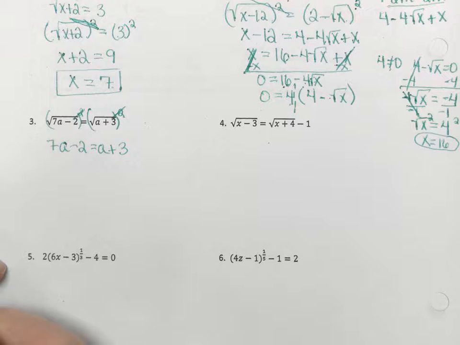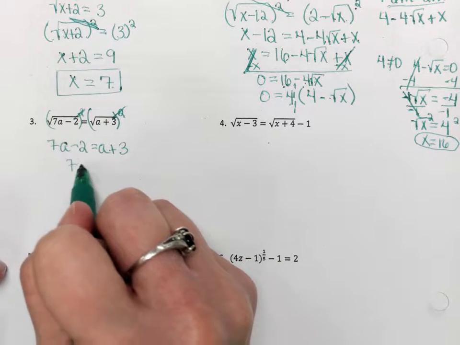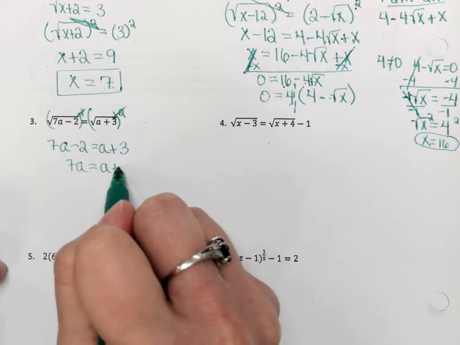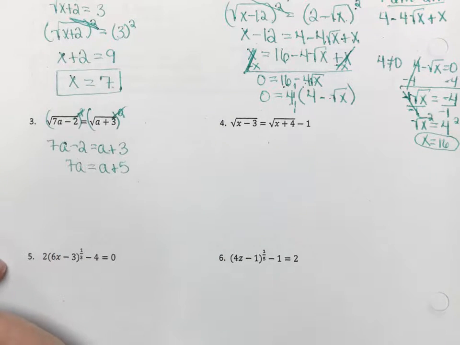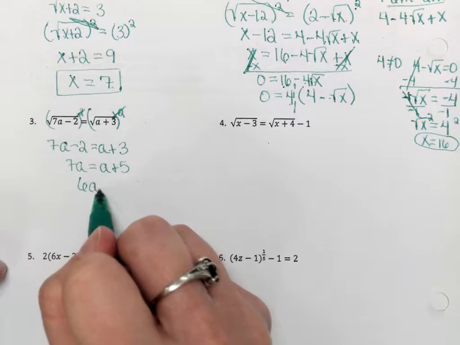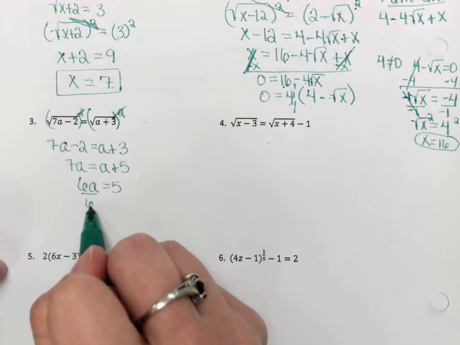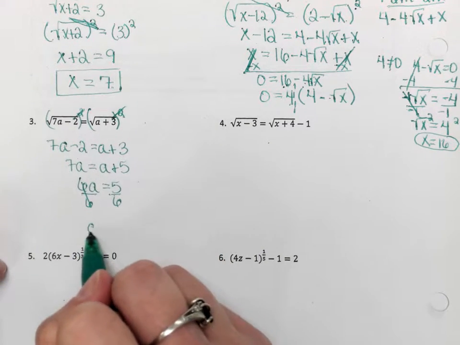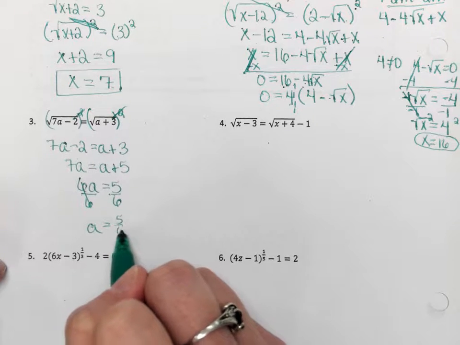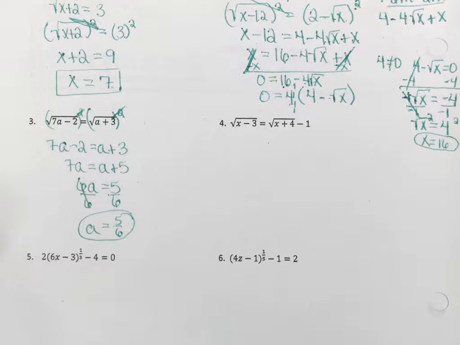What can I do now? You can add the 2. What else could I do? Subtract the a. Perfect. Now what can I do? Divide, and I'll just get a fraction, right? That's okay. There's nothing wrong with that. Y'all okay?